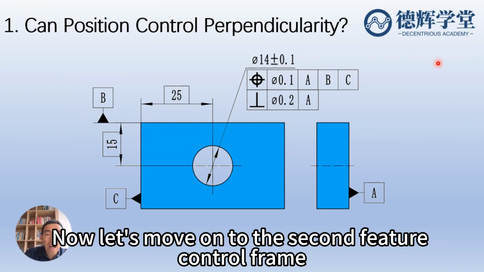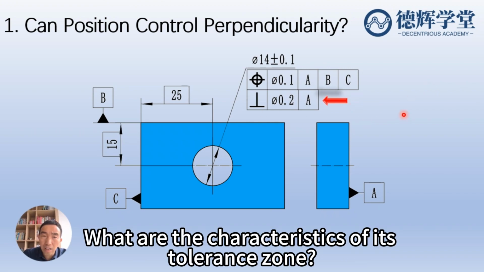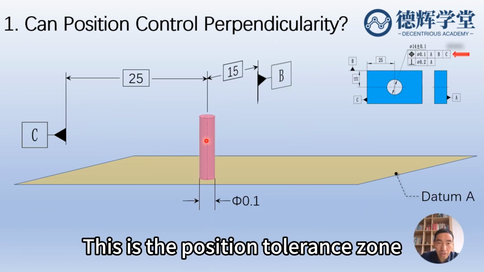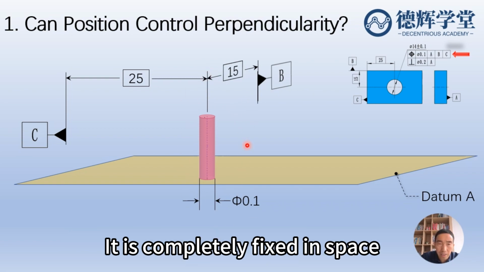Now, let's move on to the second feature control frame, the perpendicularity tolerance. What are the characteristics of its tolerance zone? This is the position tolerance zone. All of its degrees of freedom are fully constrained. It is completely fixed in space.